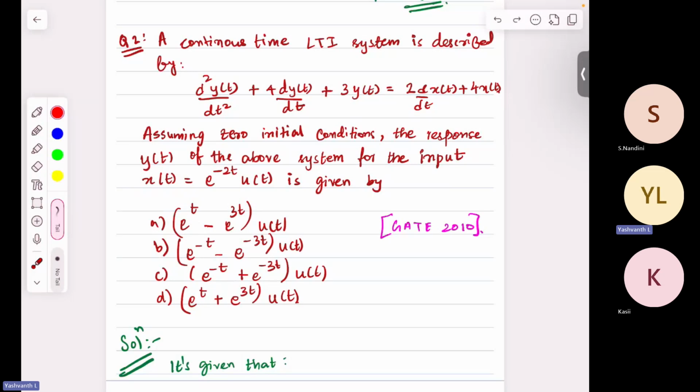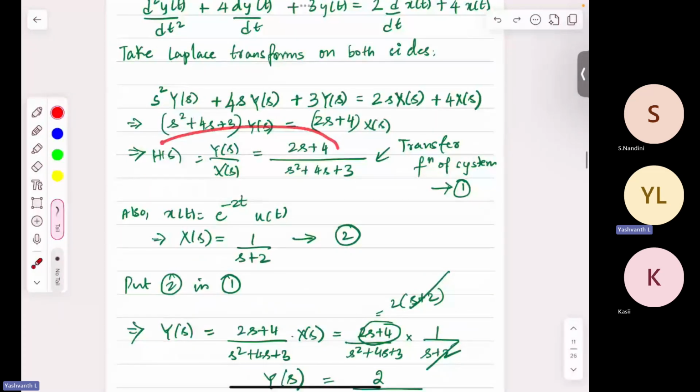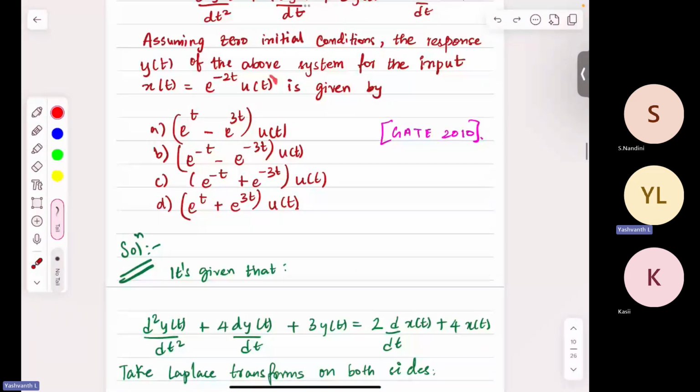Use the convolution property, and we already have the Laplace transform of the impulse response. So you don't need to find the impulse response. Just stick with the Laplace domain. What you do is take the Laplace transform of the input. So the input is given to be x of t equal to e power minus 2t into u of t.